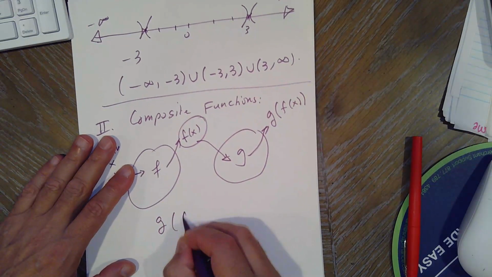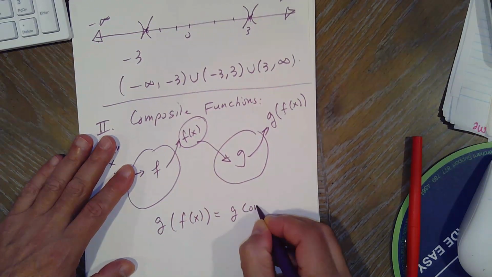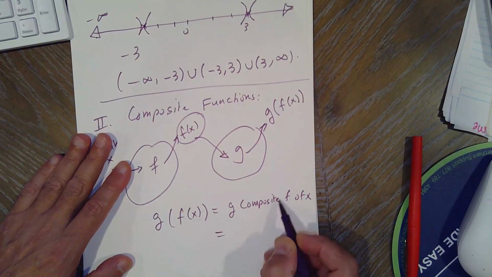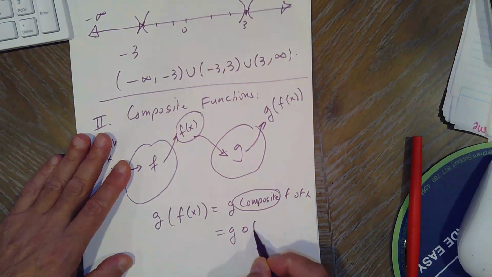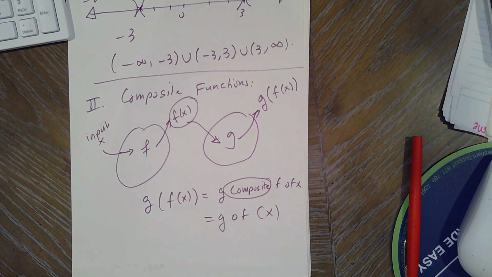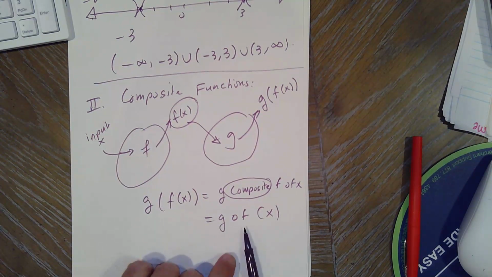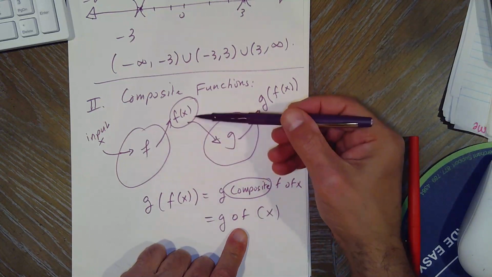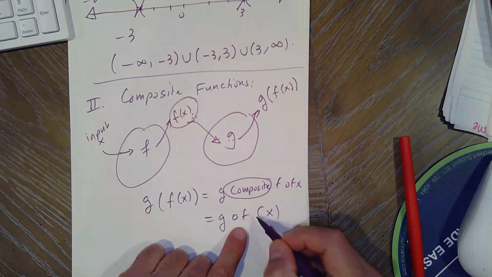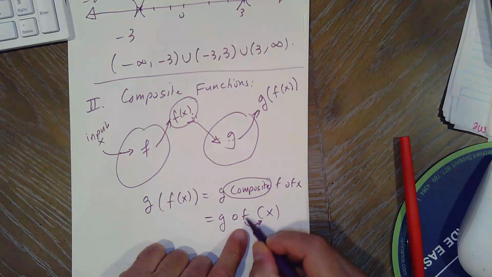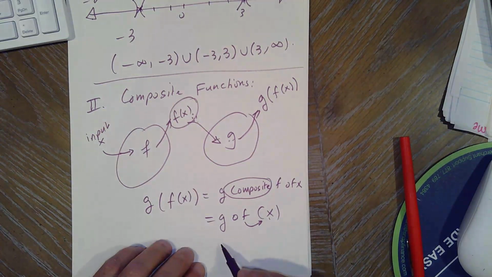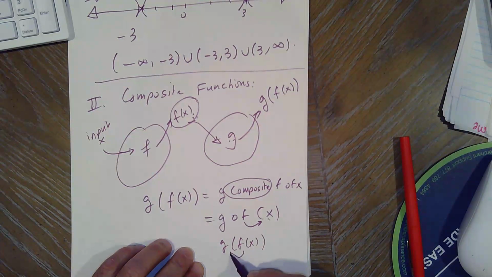This g of f of x is called g composite f of x. Instead of writing composite, we use a circle, so g circle f of x. So when you see g composite f of x, it's exactly what you see here. We're inputting f of x into g. How do I know that? I always look at the closer letter to x, and that's the one that's inputted into the outer one. This is g of f of x, so you're inputting f of x into g.